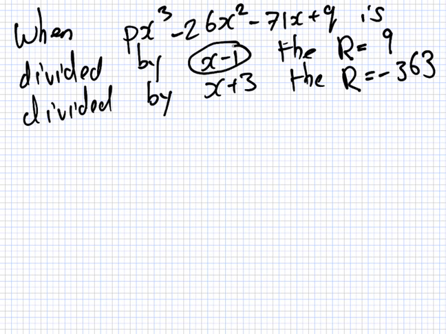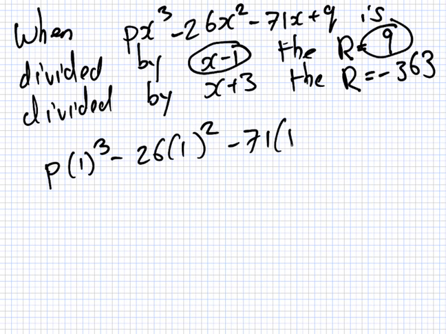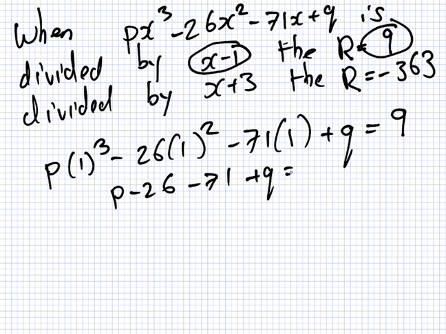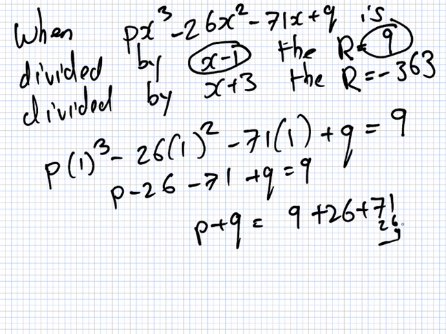So firstly, what do I use for the x here? 1. And the remainder should be 9. So I have p times 1 cubed minus 26 times 1 squared minus 71 times 1 plus q should equal 9. So I get p minus 26 minus 71 plus q should equal 9. So I get p plus q equals 9 plus 26 plus 71. So let me just add them up. 9, 10, 16, 96.